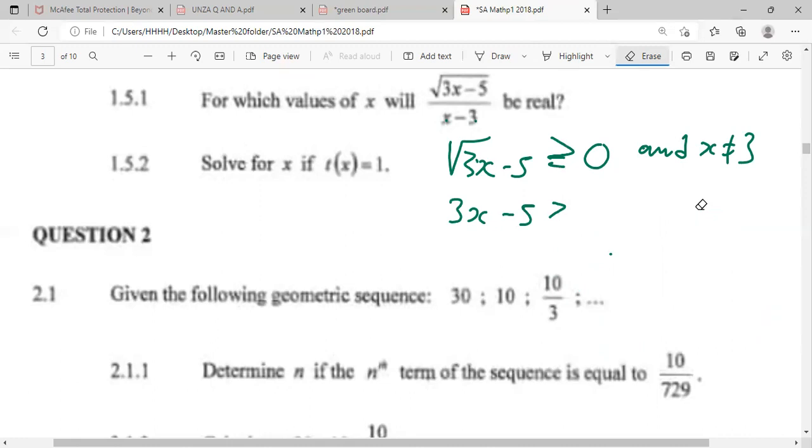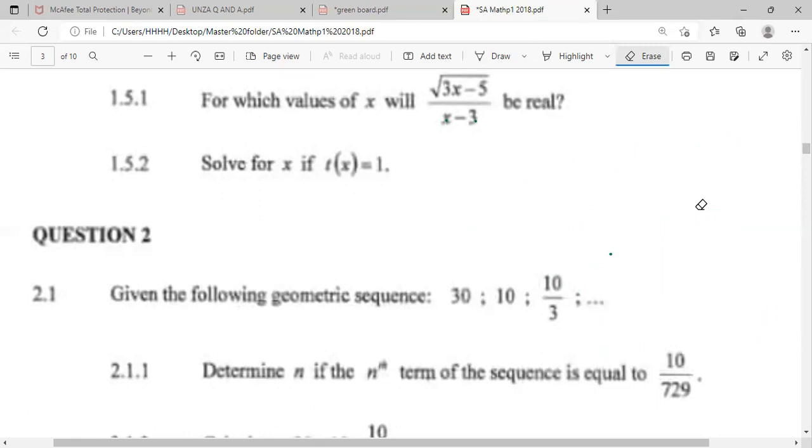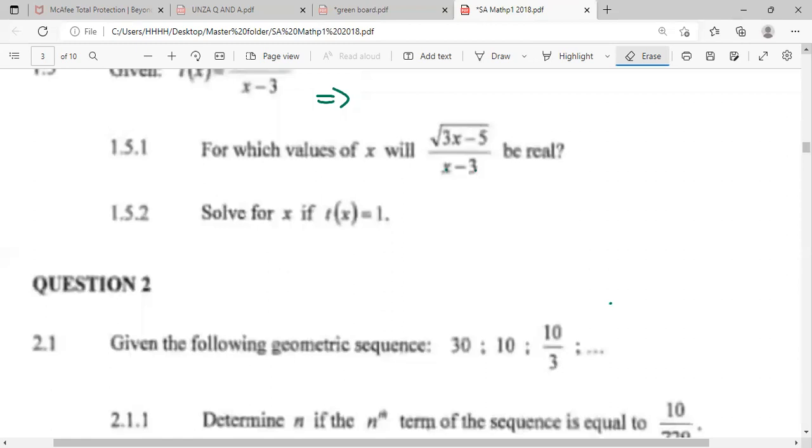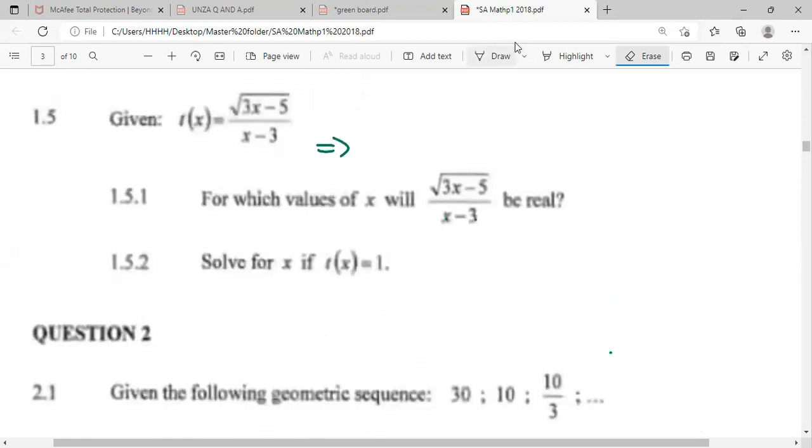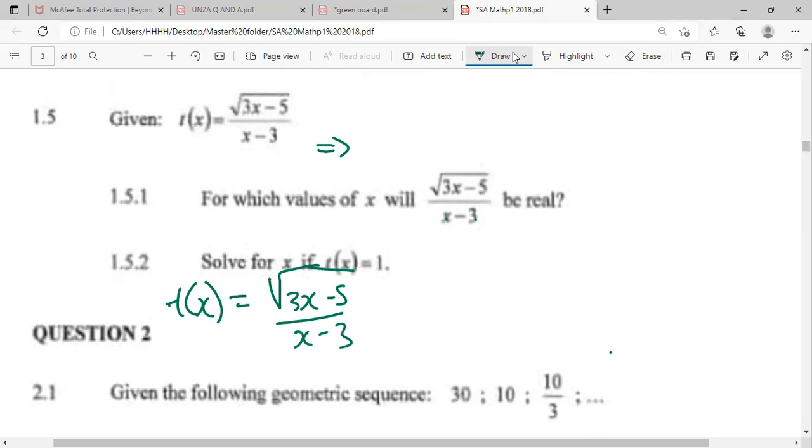All right, the last part for this presentation. We are saying let's find x, all right? T of x is equal to 1, so let's solve for x. We go back to the question that T of x is equal to the root of 3x minus 5 over x minus 3. But this must be equal to 1, right?